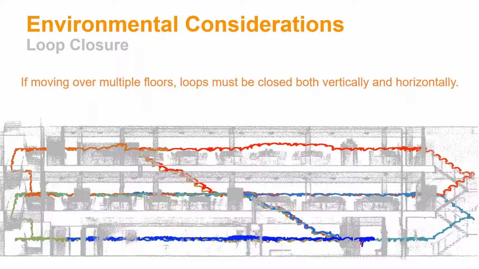When it comes to multiple floors, in building capture, loops can be closed vertically as well as horizontally. So if you have more than one staircase available, make use of it. You can use one staircase to go up and the other staircase to go down and close the loop this way. And of course, capture in loops on different floors and in rooms on individual floors as well.